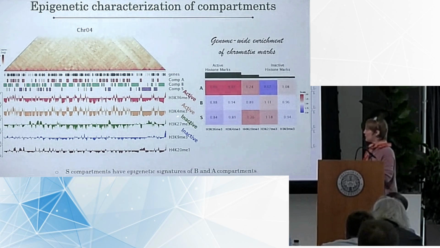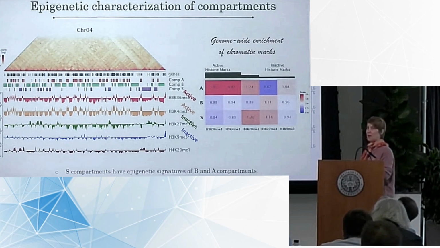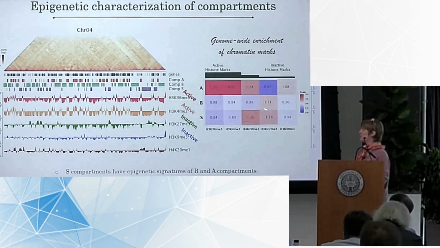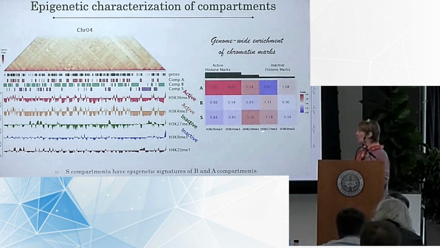And the other compartment is the one that we call S, and it corresponds to this peculiar region that we described as non-checkerboarding. It has mixed epigenetic features of A and B, with depletion of active marks and some enrichment in active marks, but also an enrichment in H4K20me1.